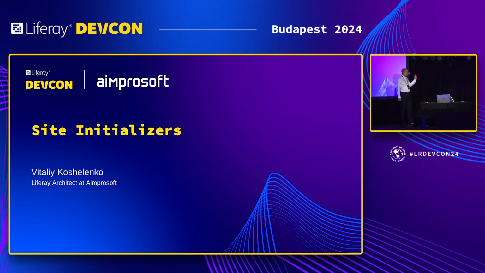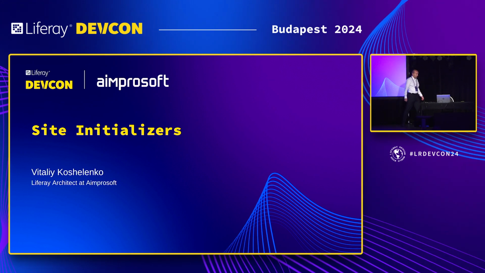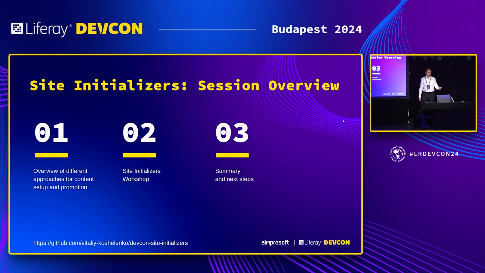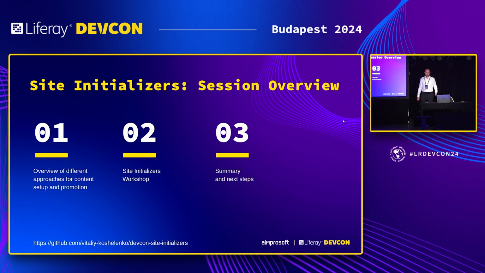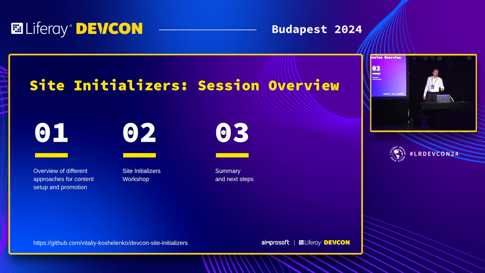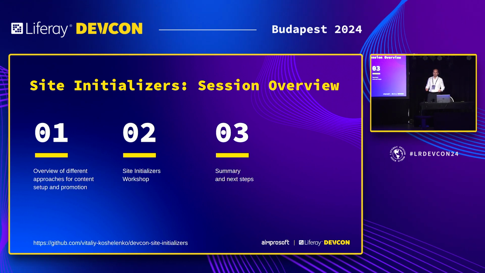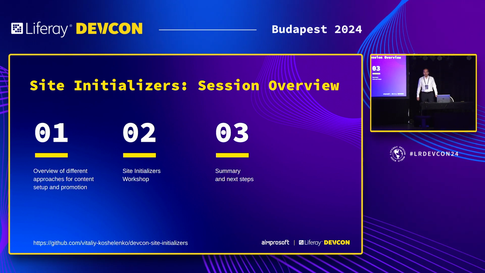At this session, we'll talk about site initializers and content setup. This session will be split into 3 parts. In the first one, we'll have an overview of different approaches for content setup. The second one will be a site initializer workshop, and during this workshop, we'll build a simple website and integrate it with site initializer. And finally, we will have a short summary and overview of the next steps.